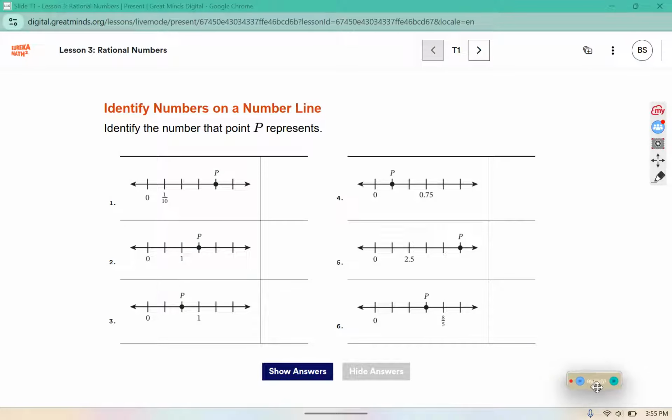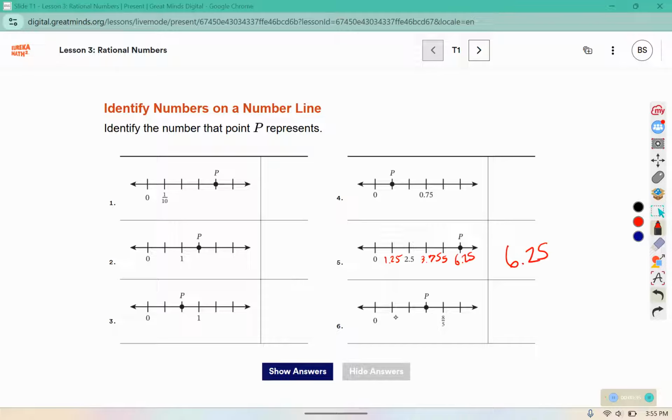For these warm-ups, we're going to figure out what P represents, but we have to determine the scale first. So in this one, it goes from 0 to 2.5. So in the middle would be 1 1/4. So if we add 1 1/4, that would put us at 3 3/4. Then we would be at 5 here, and this would be 6 1/4.